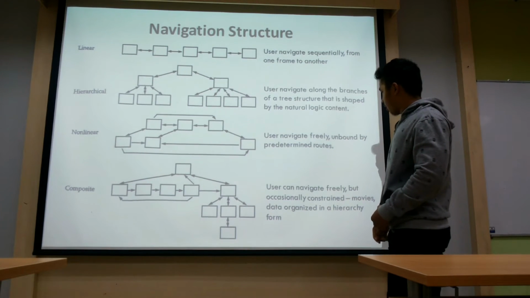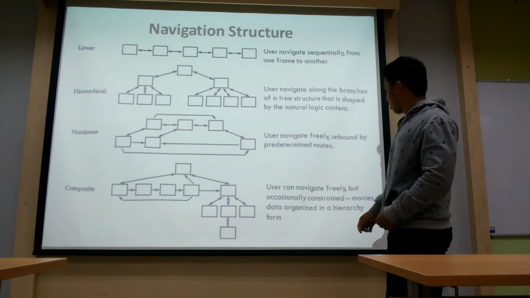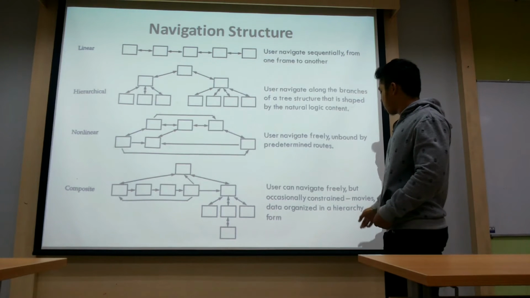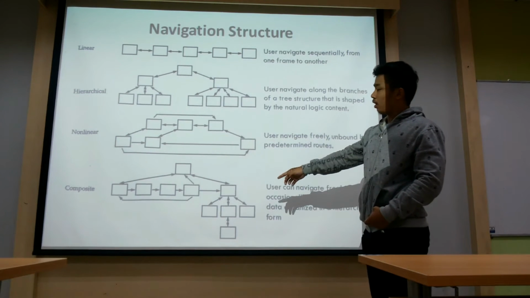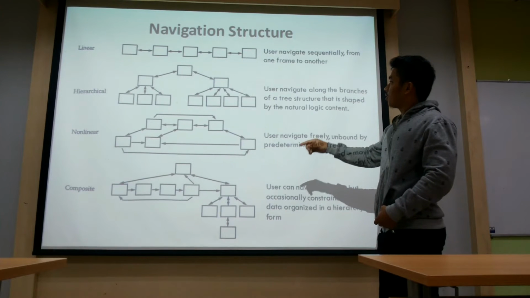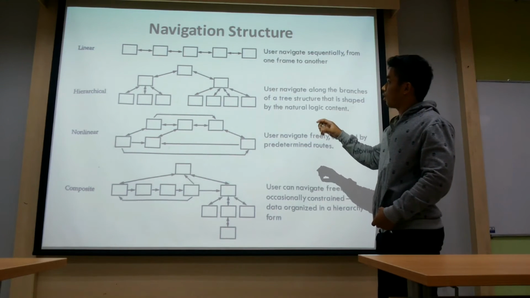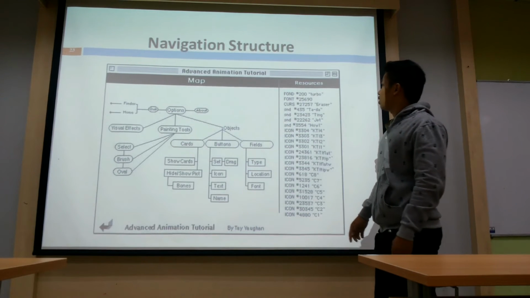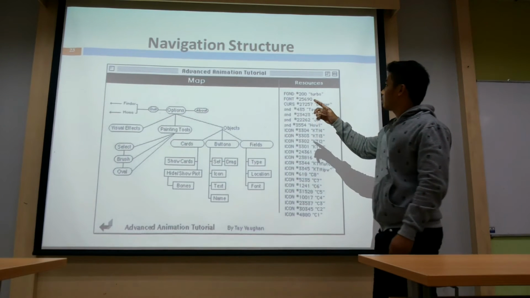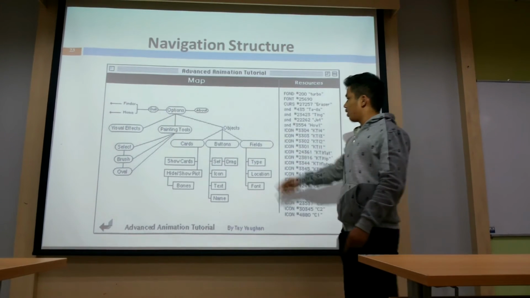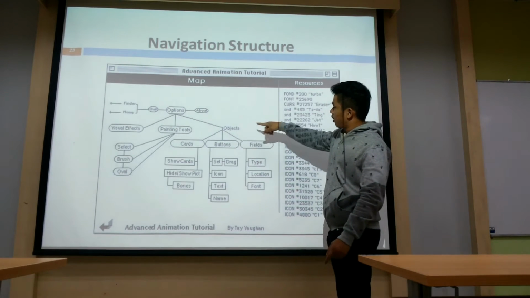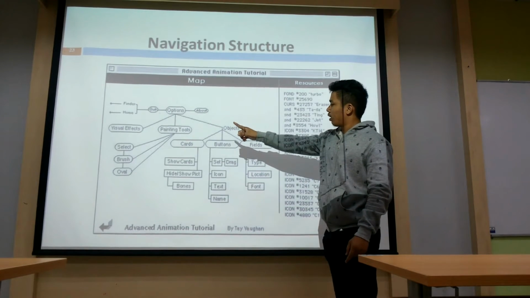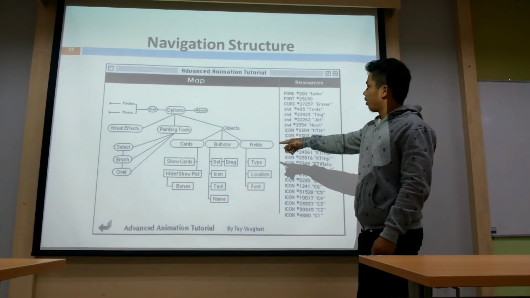And the composite, user can navigate freely but associationally constrained, such as movie data organized in hierarchical form. The composite structure shows a combination of the linear and the hierarchical form. This is one of the examples of the navigation structure. Here is the hierarchical structure, and that's linear, and that's associated as a hierarchical form.